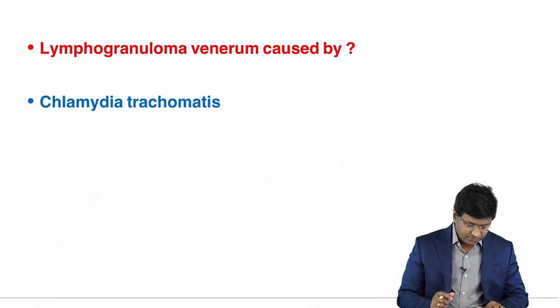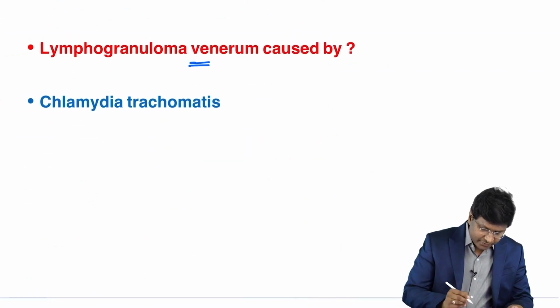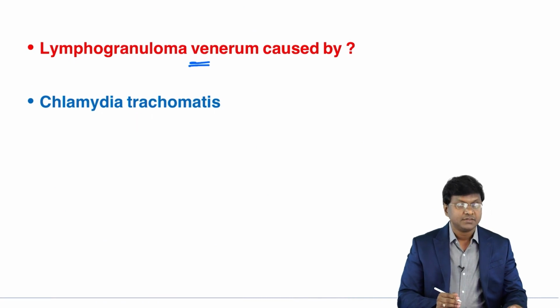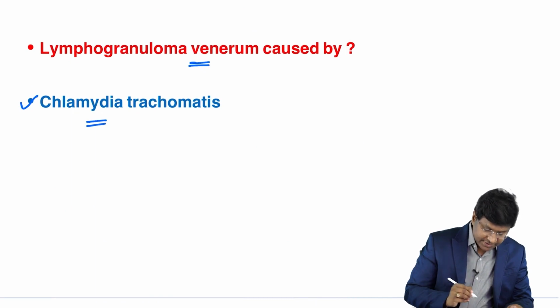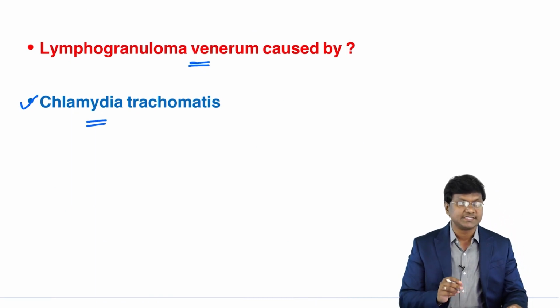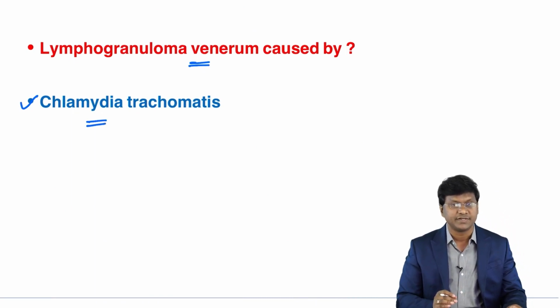Then, lymphogranuloma venereum is caused by. The answer which is given in your exam is Chlamydia trachomatis. That is the organism which will cause lymphogranuloma venereum.